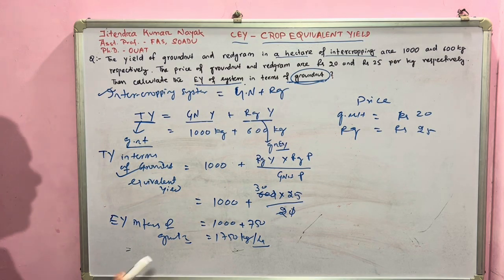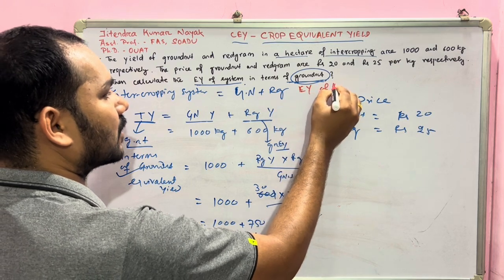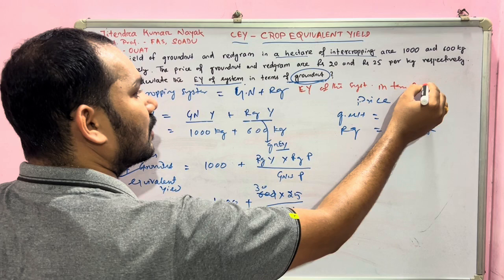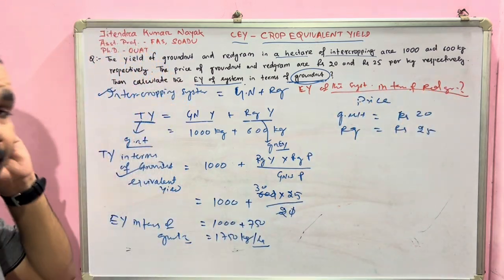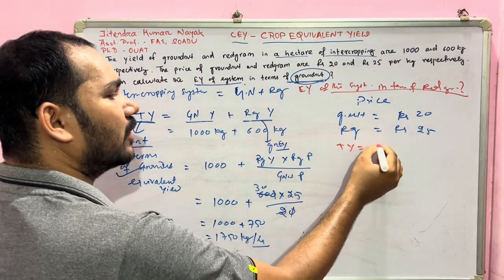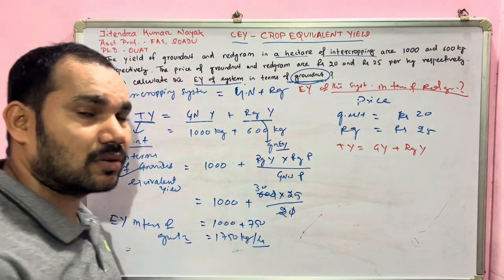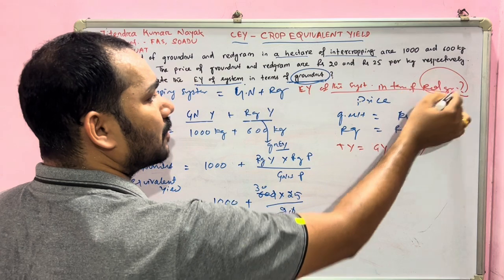Okay. Similarly, if I ask you to calculate the equivalent yield of the system in terms of red gram, how will you calculate it? Sir, total yield is again groundnut yield plus red gram yield. Yes or no? Sir, yes. And what is the question? The question is in terms of red gram.